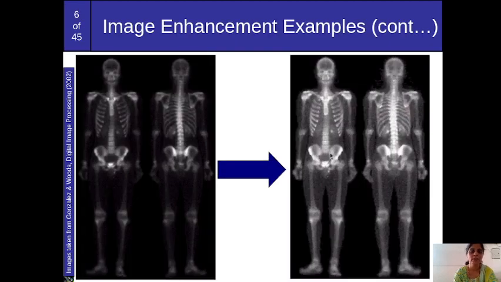Let us consider one more example. Here is a medical image where a lot of details are lost; the ridges and other details are not clearly visible. After subjecting this to image enhancement transformation functions, we obtain this image, which gives us a better visualization.